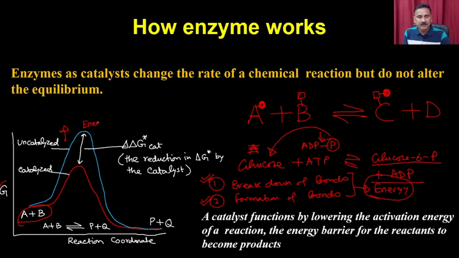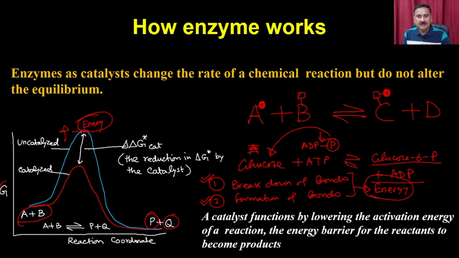Once you allow them to cross this energy barrier, the bond between the phosphate and the ADP is going to be broken, and the bond between the glucose and phosphate is going to be formed, and that's how they form P and Q. This means if I don't add the catalyst, I have to heat the sample to such a high temperature that they will cross this particular barrier, okay?